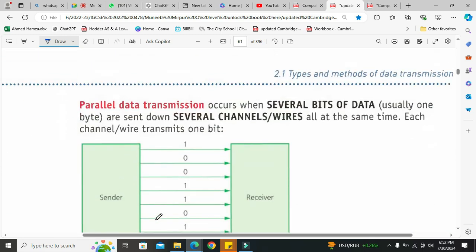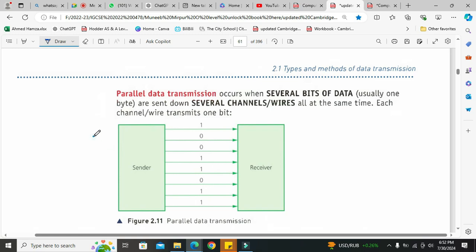So now here is the next type of data transmission, parallel data transmission. In parallel data transmission, this is the sender computer, this is the receiver computer, and we are using several wires to transmit several bits at the same time.